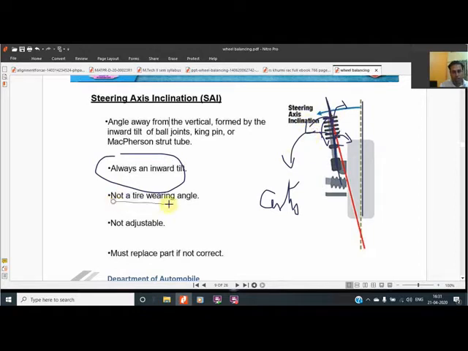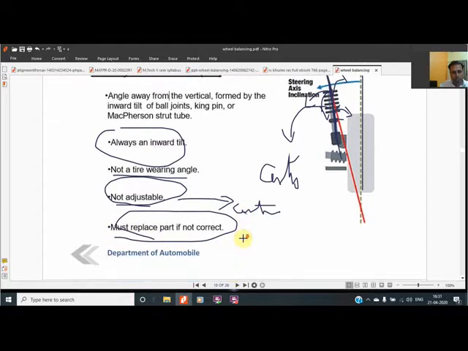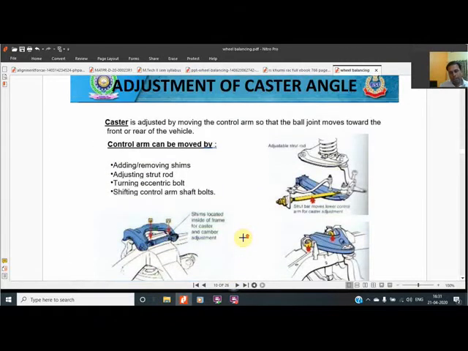Not a tire wearing angle, not adjustable. That's why I have told you that it can't be adjusted, because it is adjusted by the industry itself, and it used to control the caster angle also, because by adjusting it the caster angle can be reduced. Must replace part if not correct. If it is not correct, then we have to go for the replacement, because it is a factory installed system.